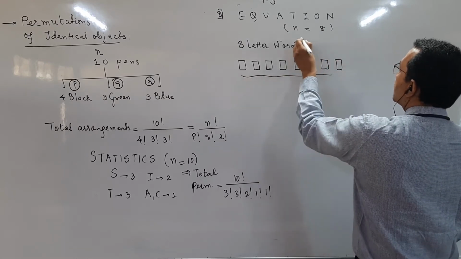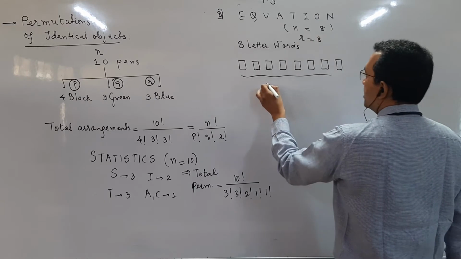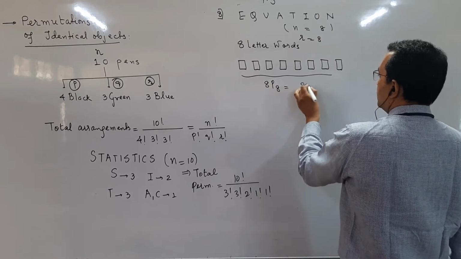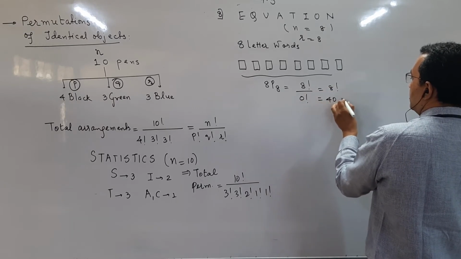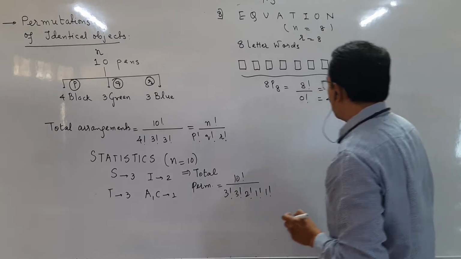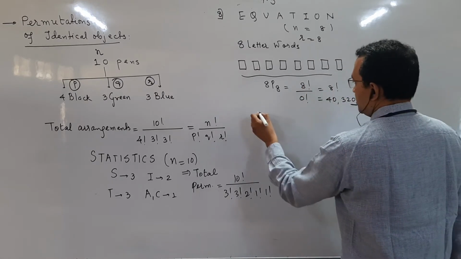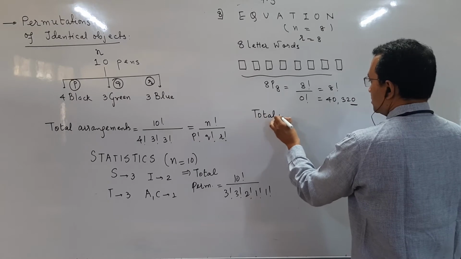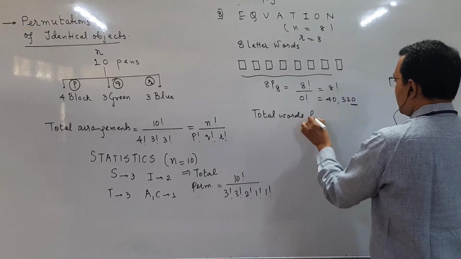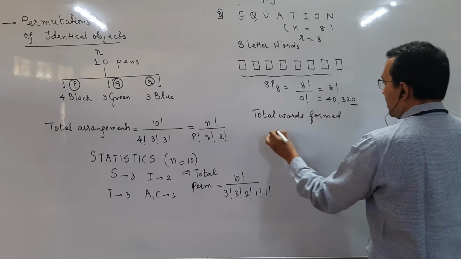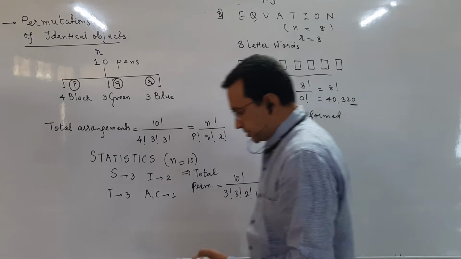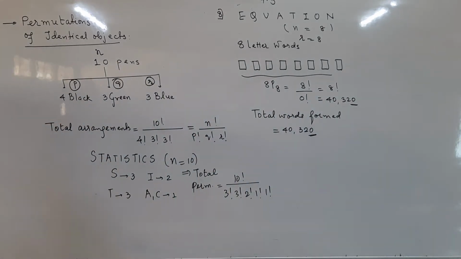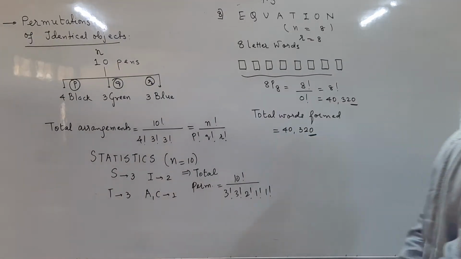Now I have 8 letters and I have to arrange all 8 letters. So 8 letters can be arranged in 8P8 ways, that is 8 factorial divided by 0 factorial, which comes out to be 8 factorial. And students, the answer of 8 factorial is 40,320. So total words formed are 40,320. The words may have meaning or not, students. That is altogether a secondary thing.